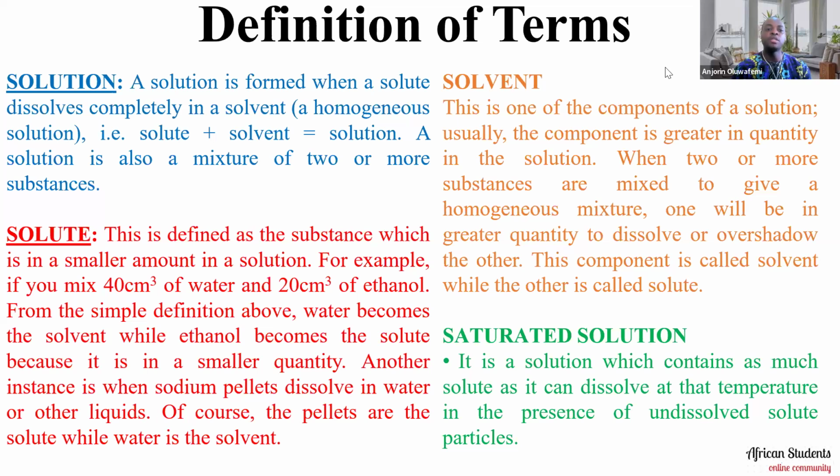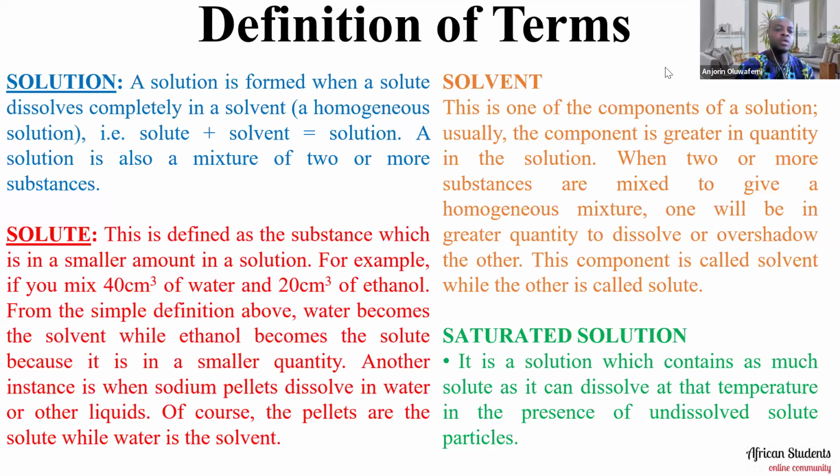So a solution is simply a mixture of two or more substances. When you have a solute that is dissolved completely in a solvent, in the case of a homogeneous solution, we refer to that as a solution, okay? So you have the solute, you have the solvent, then you have the solution, okay?